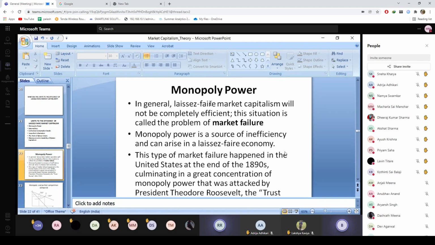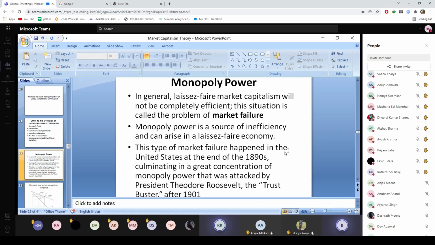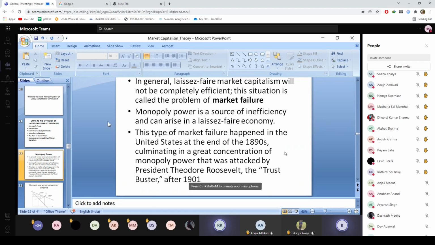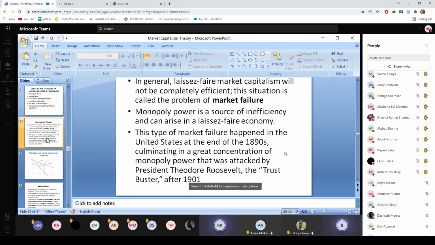Why there is a problem of market failure is basically the monopoly power. Monopoly power is considered a source of inefficiency, and it can arise in a laissez-faire economy. This type of market failure happened in the United States at the end of the 1890s, which culminated in a great concentration of monopoly power. That was attacked by then-president Roosevelt. He brought out the Trust Busting Act in 1901, and basically tried to curtail this monopoly power, because it was creating a lot of inefficiency, cutting down competition, etc.